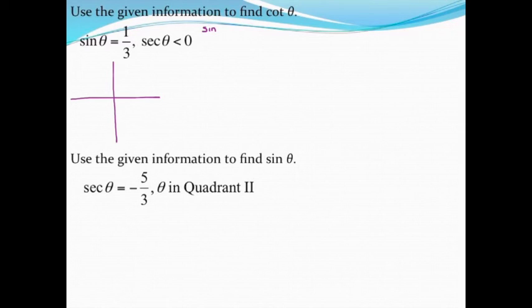They've given me the sine of theta and they tell me it's 1/3, so what I know is that the sine is positive. They're also telling me that the secant is less than 0. In other words, the secant is negative. I don't like to think in terms of the reciprocals, so I know that secant is just the reciprocal of cosine. So the information I'm going to use is that the sine is positive, but the cosine is going to be negative.